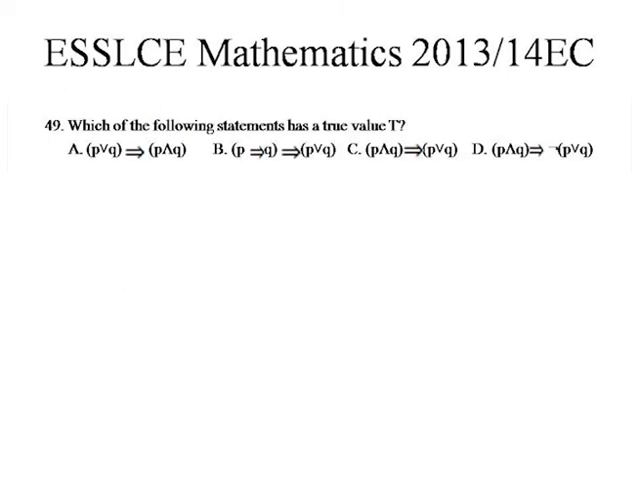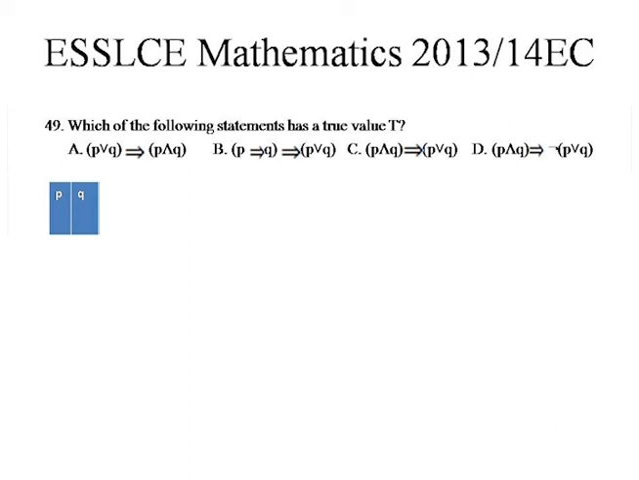Question number 49. Which of the following statements has a truth value of T? A statement is considered as having a truth value of T only when all the values are true. It's good to construct a truth value table for all alternatives to answer such questions. Then we will start the table by assigning the possible values for P and Q.